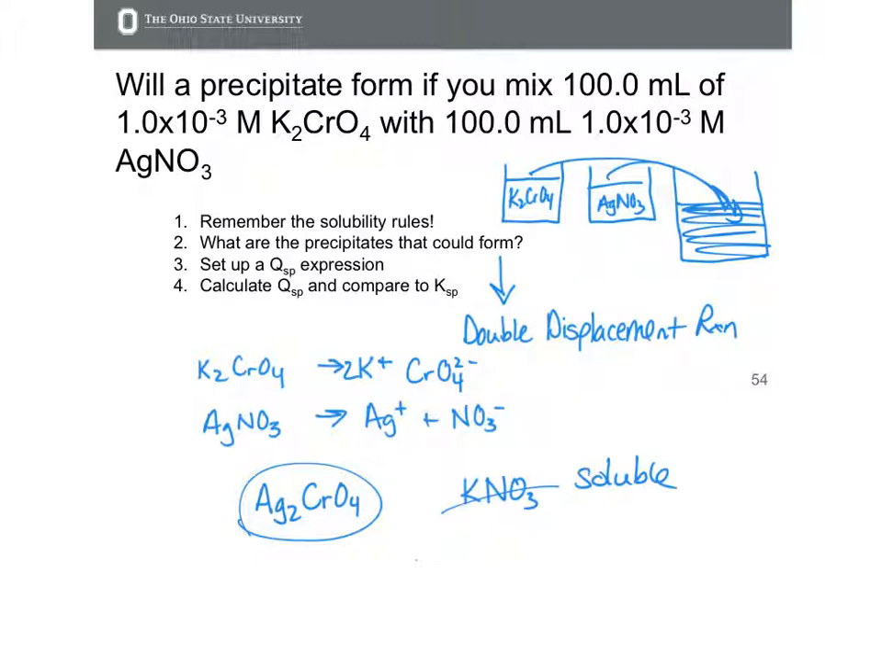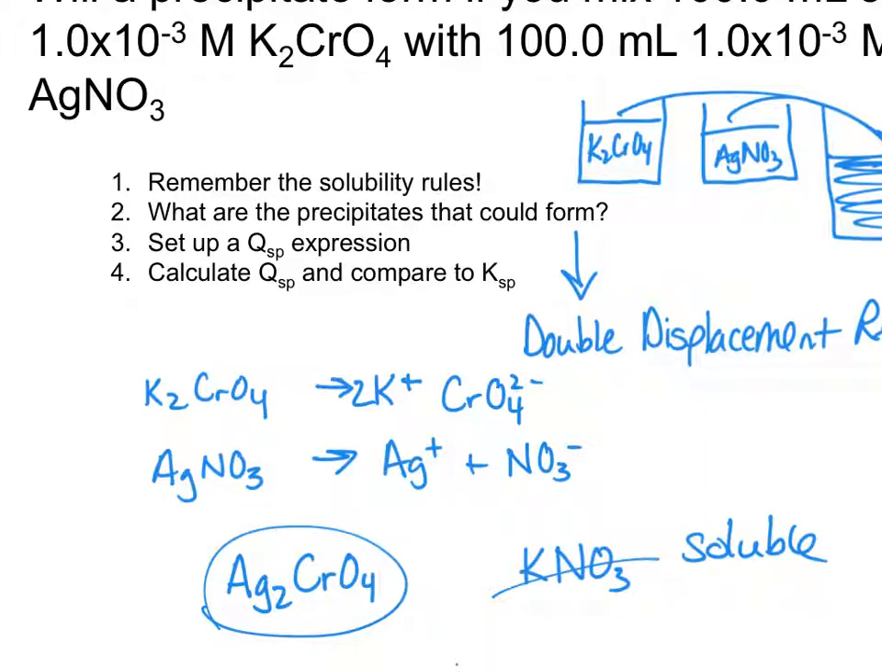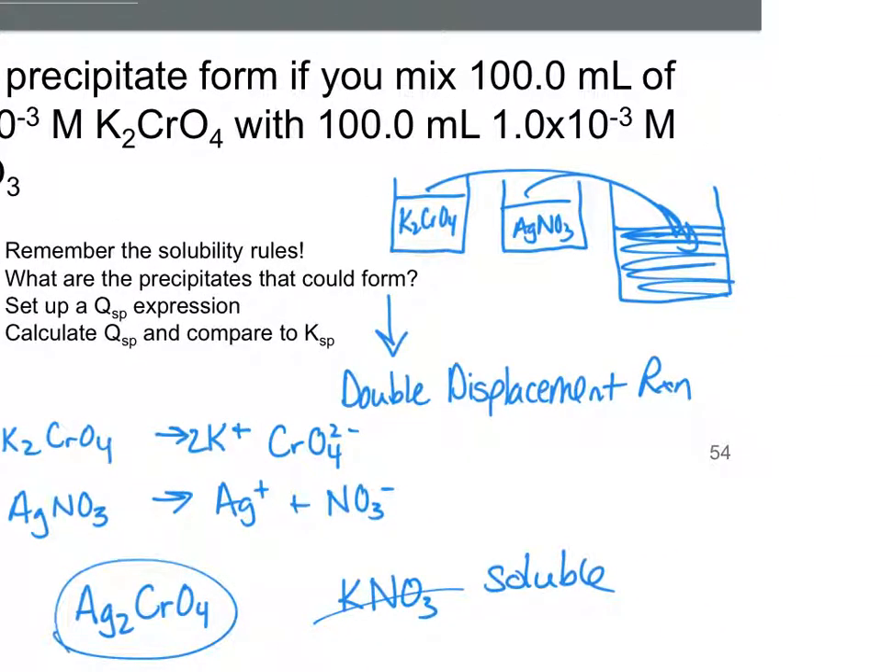So once we've figured out the precipitate that could form, we're going to set up a QSP expression, and we're going to plug in concentrations for the ions of interest, and then we're going to calculate Q and compare that to K and decide whether a precipitate could form. About what we did in solution. We took these two different solutions, we mixed them together.